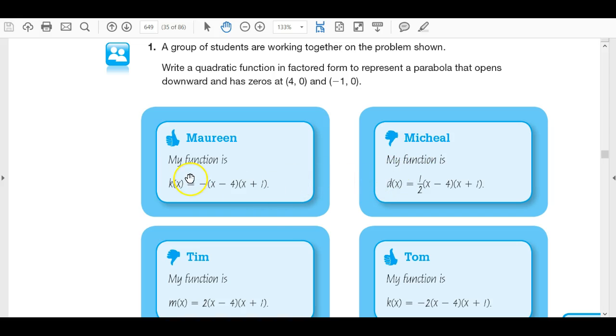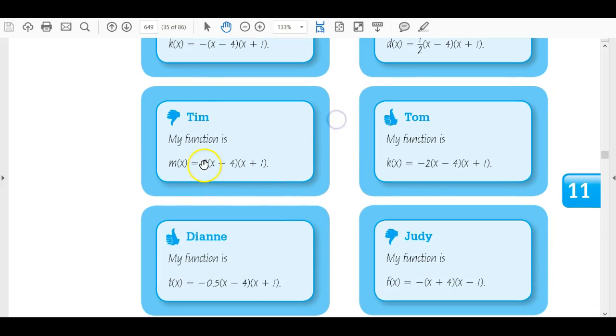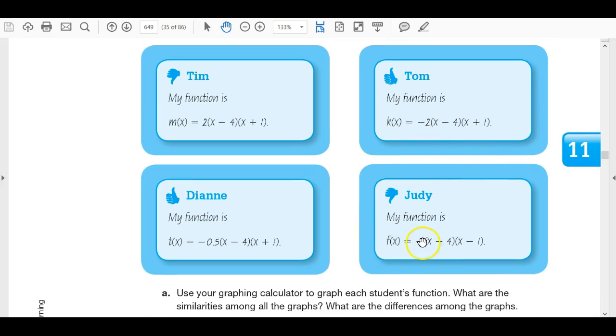As we look here at what these kids have done, they've told us who's right and who's wrong. Maureen's right. She's got the negative sign right. She's got the 4 and the negative 1 right. Michael does not have a negative sign here. Tim does not have a negative sign here. Tom is right. Judy has a negative sign, but she put x plus 4, which means this would be a negative 4, and she put x minus 1, which would make this a positive 1.